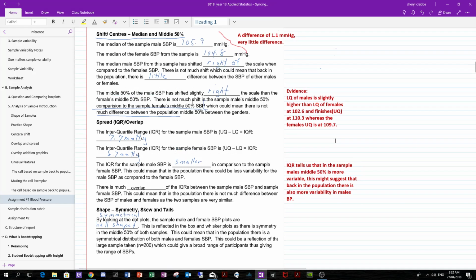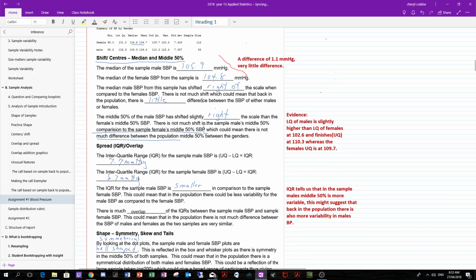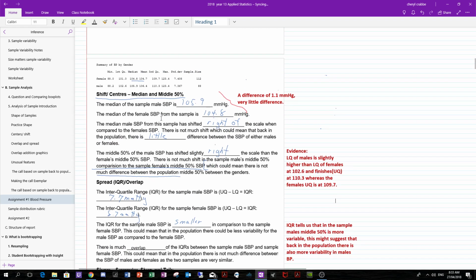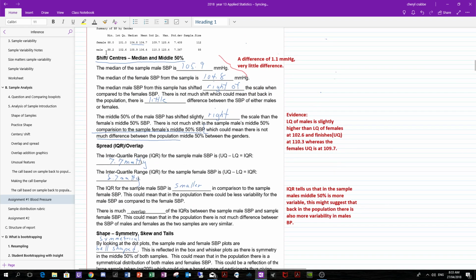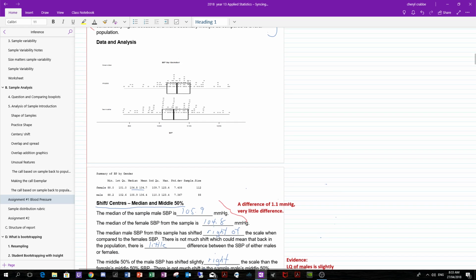Okay, so we've talked about shifts and centers, and we've talked about how you have to give evidence, and then you have to talk about what this means back in the sample and in the population around shifts and centers. So again, what this generally means is the box of the males is shifted slightly right, and the median is slightly right of the females, which would suggest that in my sample the males' blood pressure is slightly higher on average than females. But there's not much difference, and there's not much shift either in the boxes. So this might suggest that back in the population, there's not much difference between these two groups.